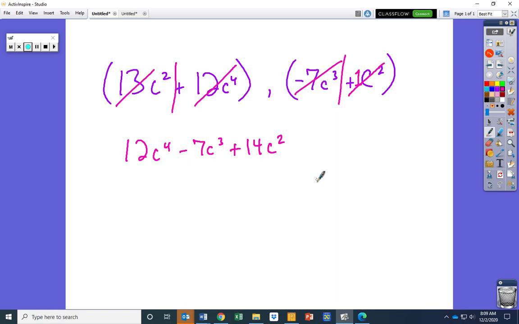Sometimes you might have 4 terms. You might not be able to combine anything. Then you just have to put them in order. The biggest thing that you have to do, all of these exponents have to be in what? In order from highest to lowest. Okay? Does that make sense?